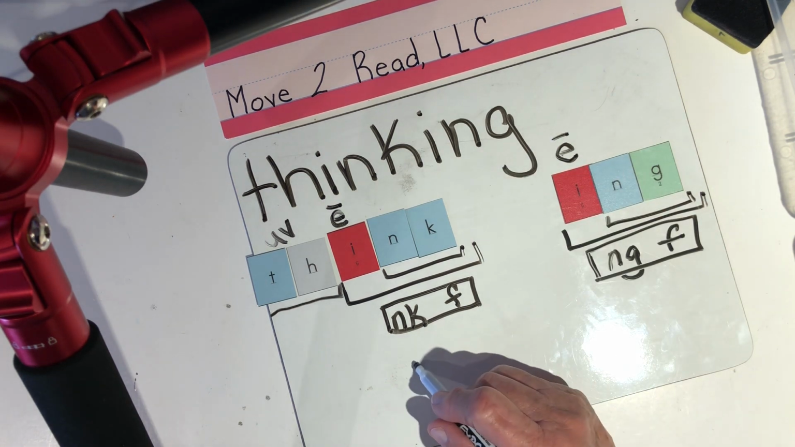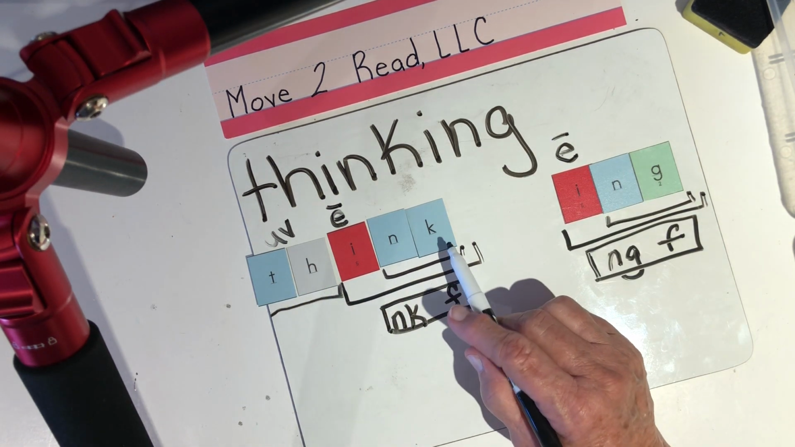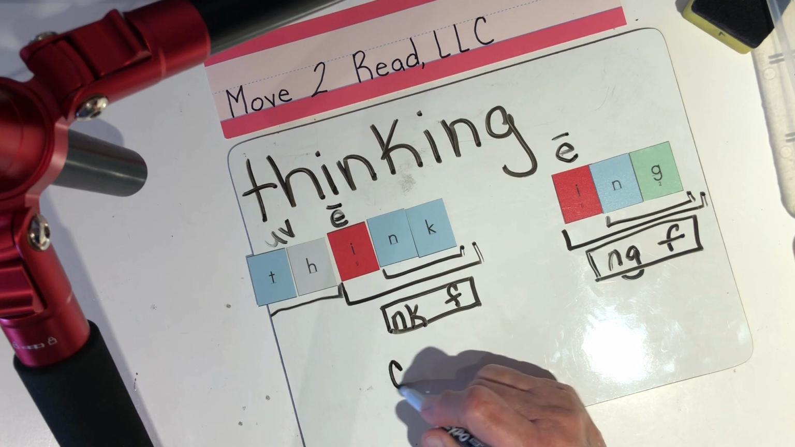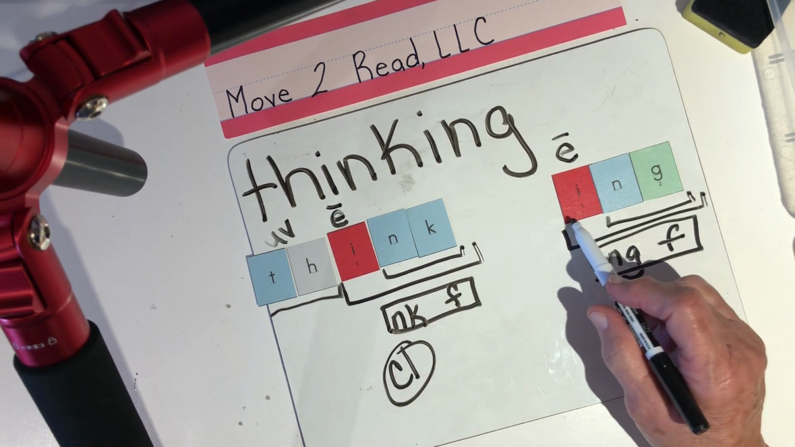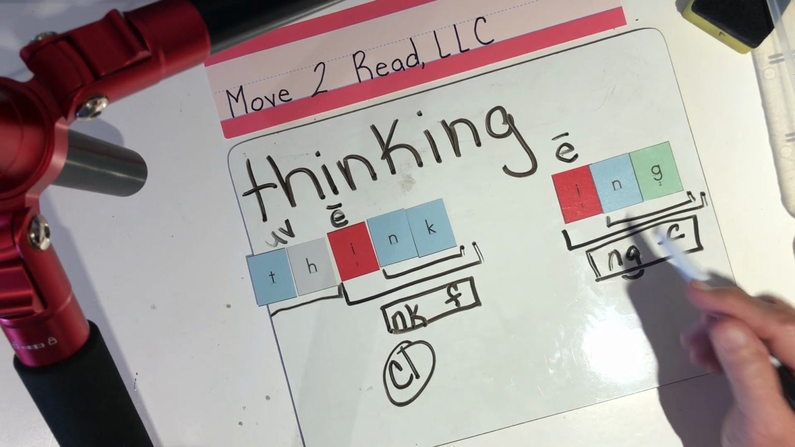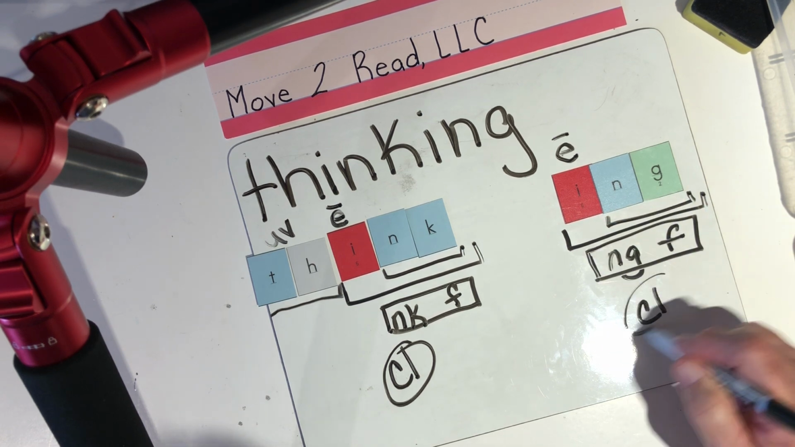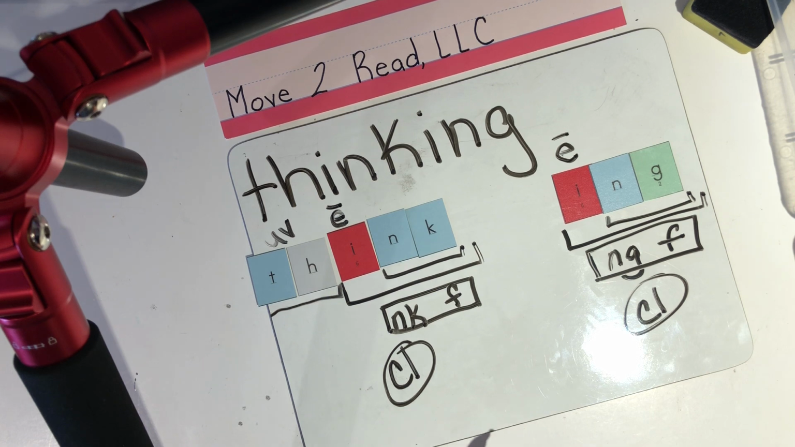it. Now, I'm going to look, is this open or closed syllable? Oh, it is a closed syllable, so I'm going to put closed. Is this a closed syllable? There's a vowel and it's trapped, so it's got to be a closed syllable.